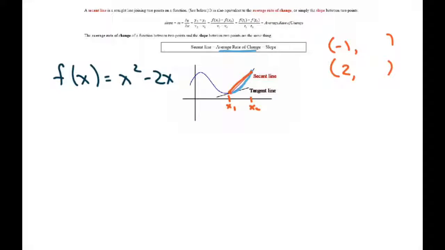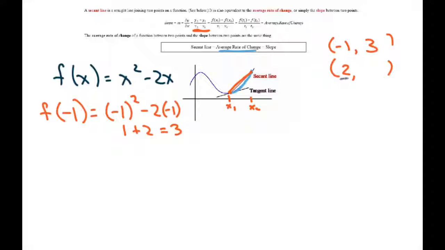So what we want to do is evaluate and find our y, so we can just use this formula here. So let's look at f of -1. That's going to be -1 squared minus 2 times -1. That gives me 1 plus 2, which equals 3.